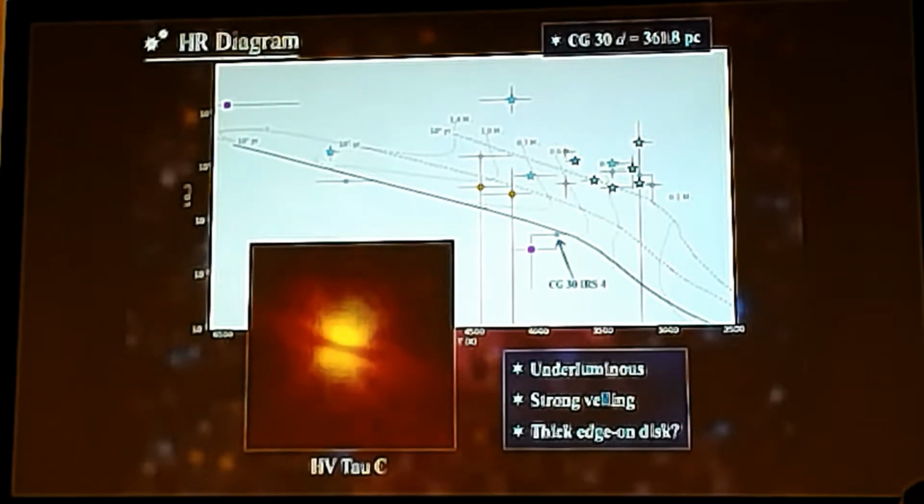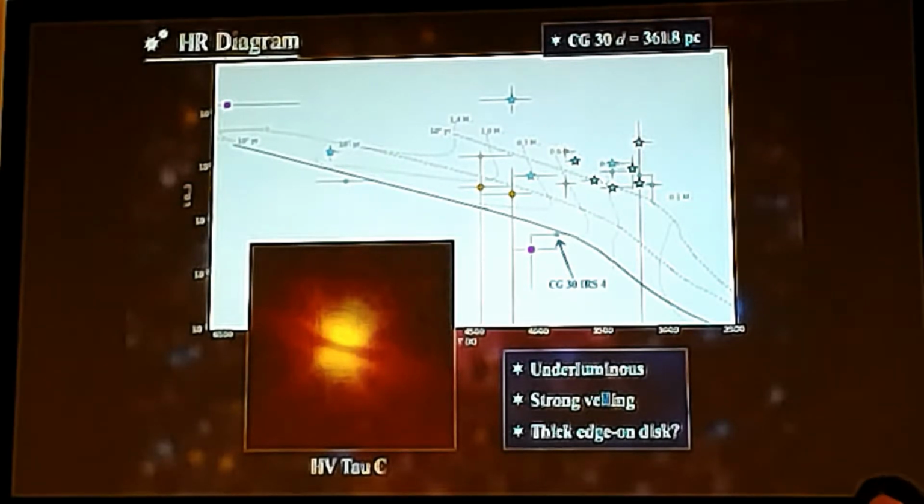Something interesting is happening over here, though. CG30 IRS4, that embedded object, it's all the way down here. Why is that? That is a little bit odd. We are quite sure that CG30 IRS4 is associated with the other stars because it has a similar radial velocity and it's spatially close, et cetera. It appears to be young by its lithium, and yet it's all the way down here.